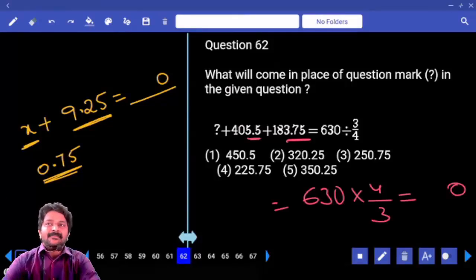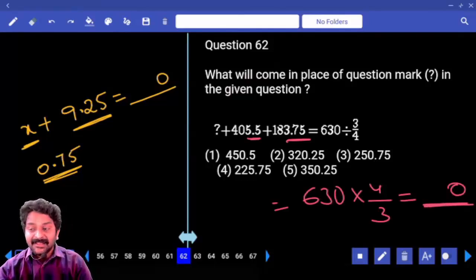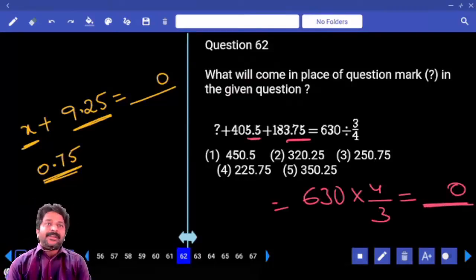Right hand side, our number is an integer ending with 0. That is a key point. Left hand side, both numbers together already end with 9.25. So our answer must end with 0.75. Over.